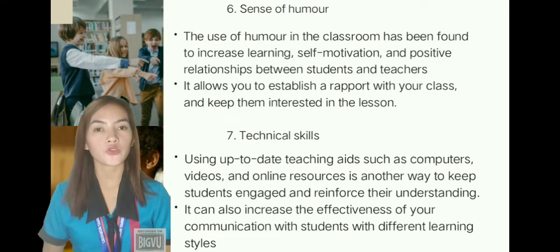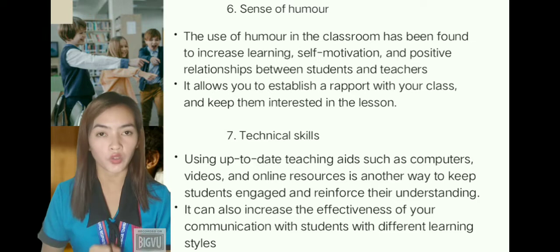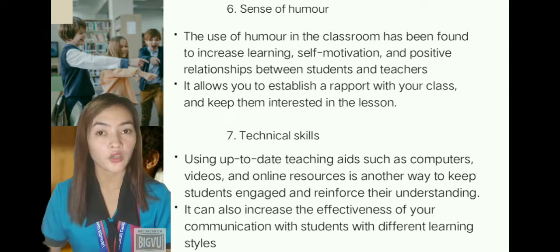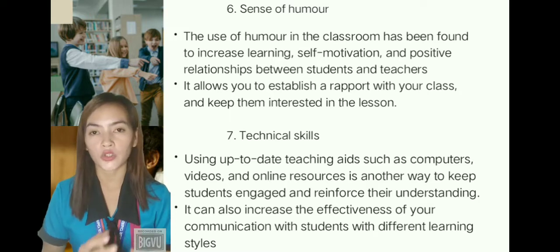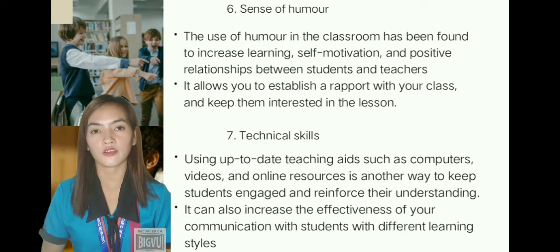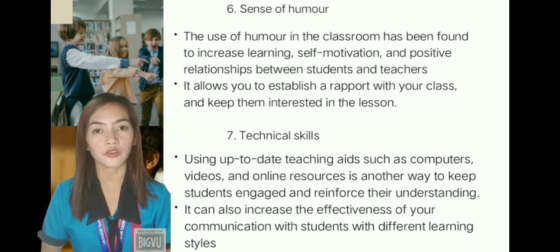However, you should also ensure that you don't use negative humor, where you demean or embarrass your students, or humor that is either irrelevant to the lesson or disturbing. So this means that you must be aware of your jokes inside the classroom.